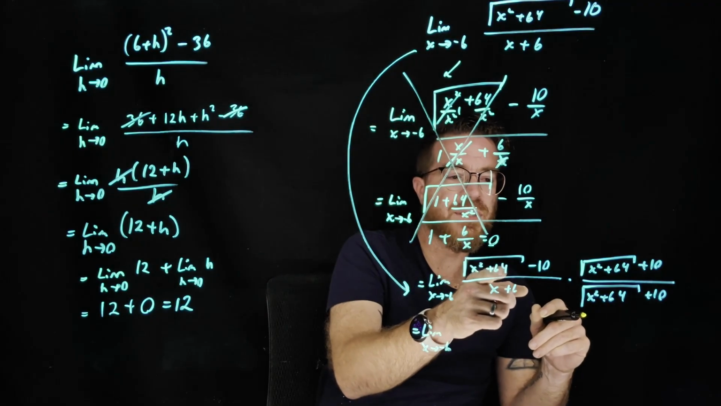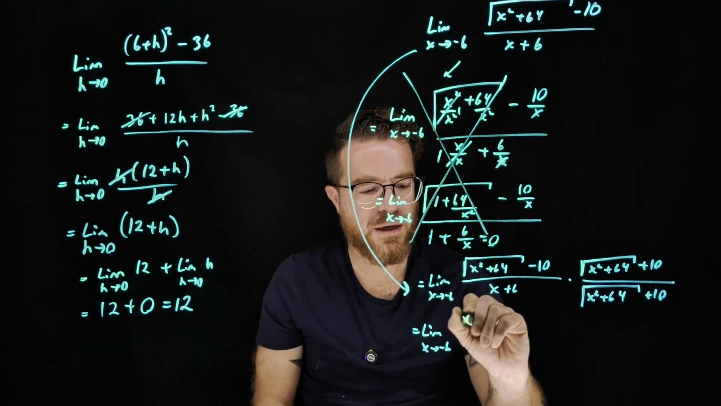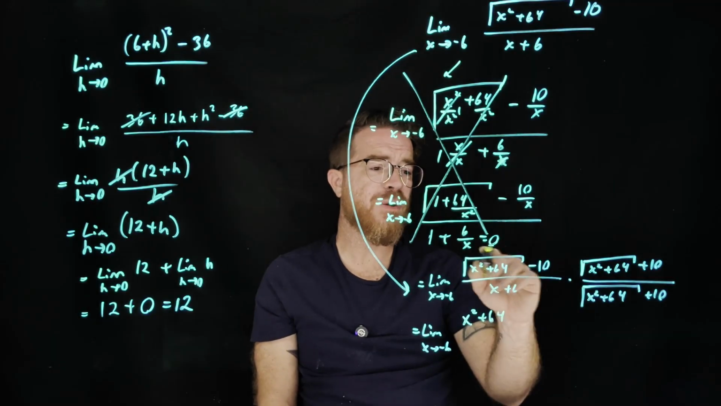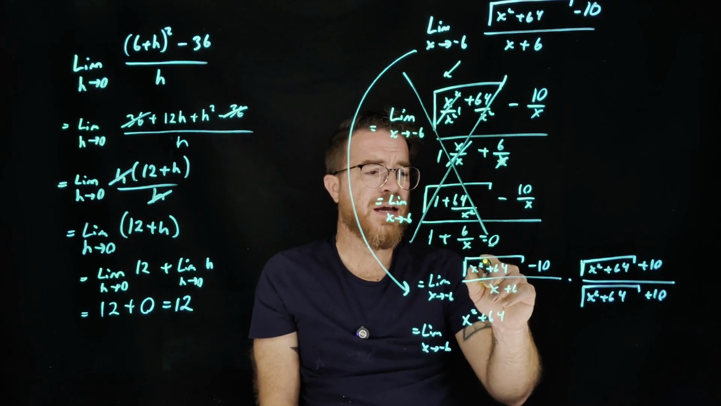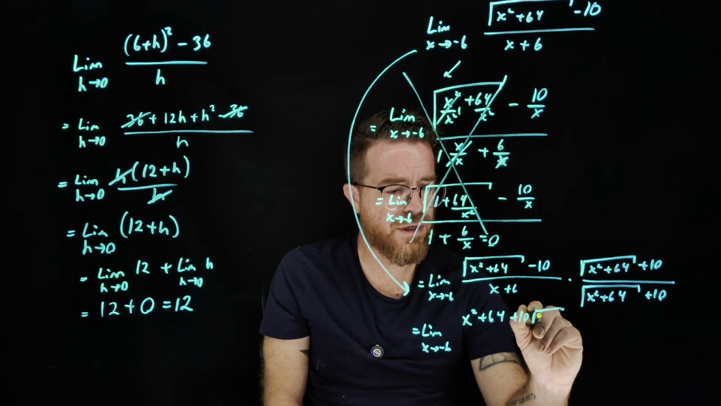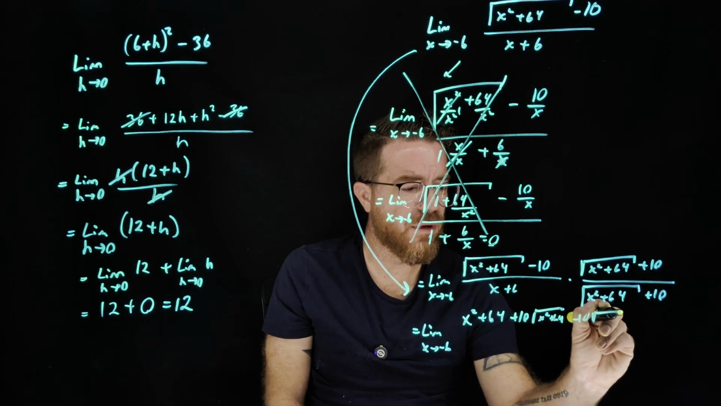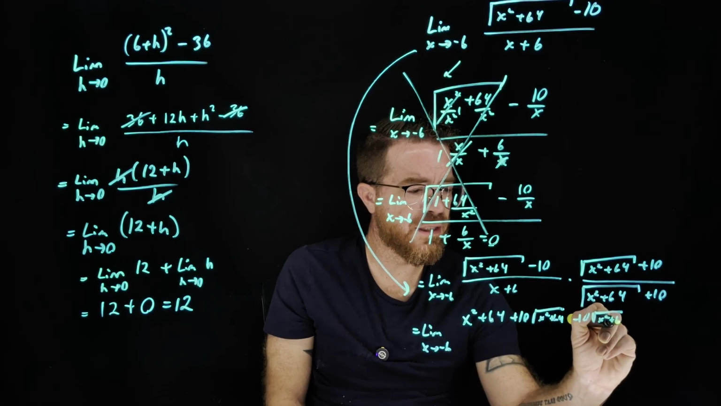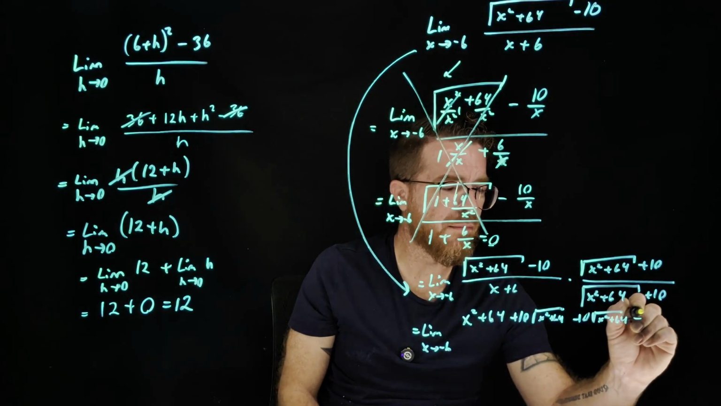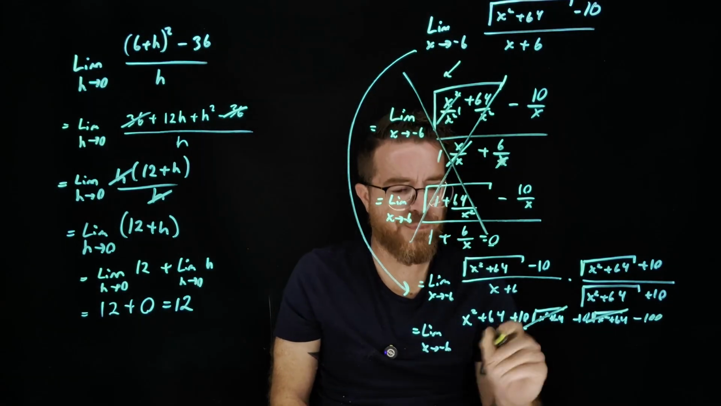So we have the square root of x squared plus 64 times the square root of x squared plus 64, which is just going to be x squared plus 64. We're then going to do our outer and our inner terms. So we're going to get plus 10 square root of x squared plus 64 minus 10 square root of x squared plus 64. And then we'll do our last, which is minus 10 times 10, which is going to be minus 100. So these middle two terms are going to cancel.